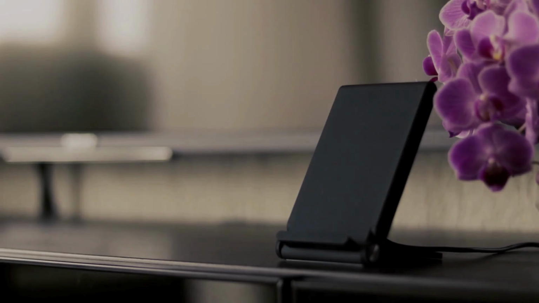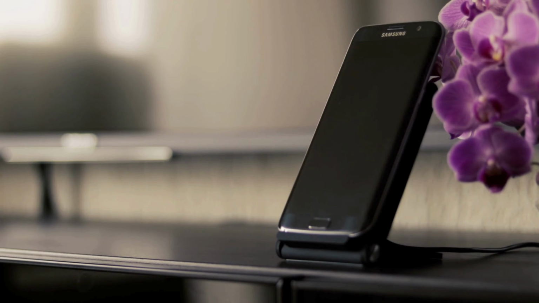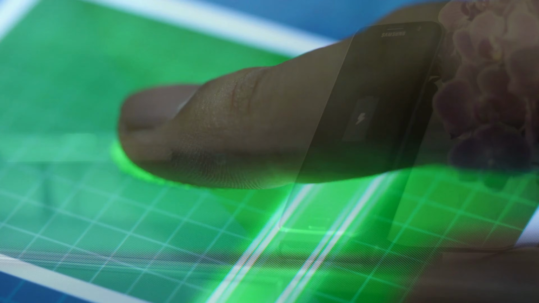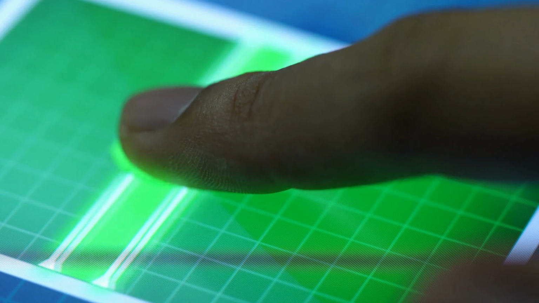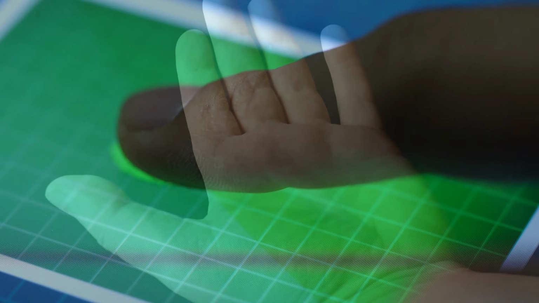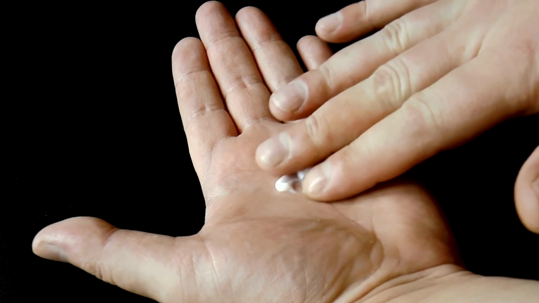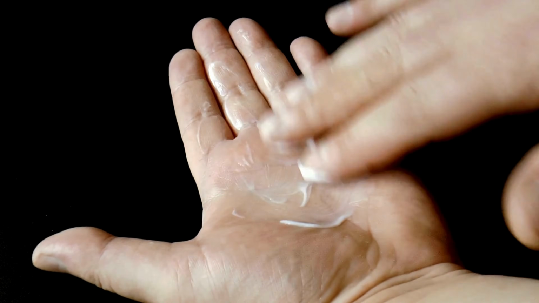Also, note that fingerprint recognition may not work properly when your phone is charging wirelessly, as the electric waves emitted from the charger can affect the fingerprint sensor. If the problem persists, try registering your fingerprint again. When doing so, make sure your fingerprint isn't dry. Samsung recommends moisturizing your hands with lotion to ensure the fingerprint is captured accurately.